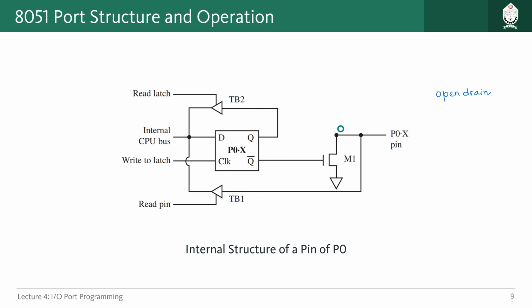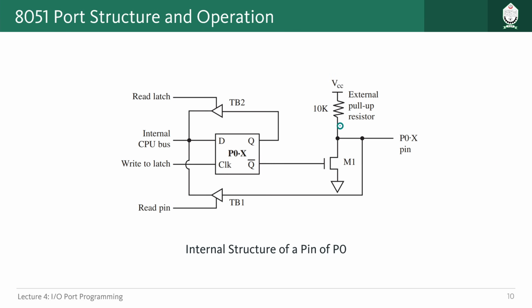And if you want to use this port or this pin as input or output, we have to deliberately externally connect pull-up resistors to make it work. So something like this, we will use a resistor of 10K through VCC and connect it with this drain. Basically we will see this pin coming from our 8051. Outside we are going to give this kind of connection, something like this.